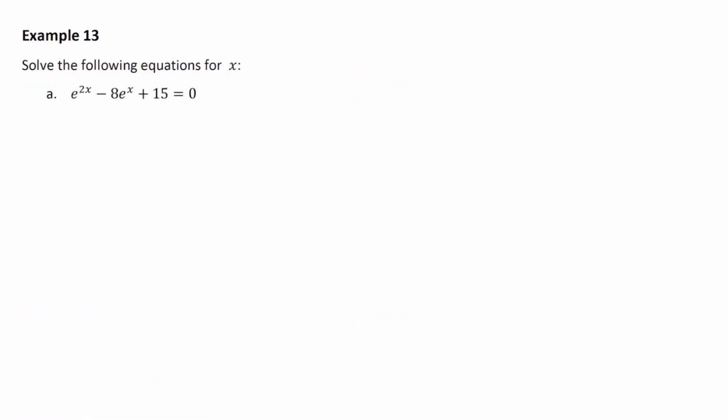All right, a few more to go. Example 13: solve the following equations for x. This is very similar to something we've already done, but you'll notice that we're going to get to a point where our simple exponential laws are not going to help us, and we will need to use our log laws to be able to solve it.